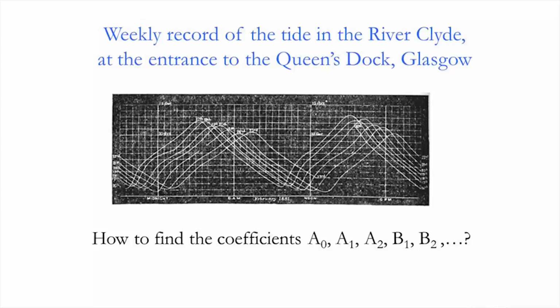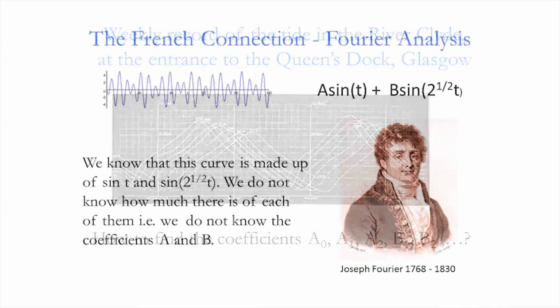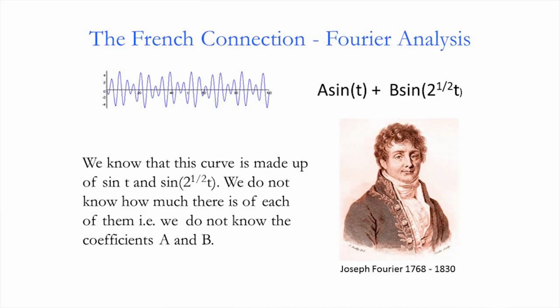Right. Now, 120 things are too awkward to deal with. I want to show you how we do it with just 2. So here I have, on the top left, a pretend tidal record. And it's made up of a composition of 2 trigonometric terms, an amount A of sine t and an amount B of sine of the square root of 2 times t. And what we have to do is find the A and find the B. That's our task. We do not know the coefficients A and B.